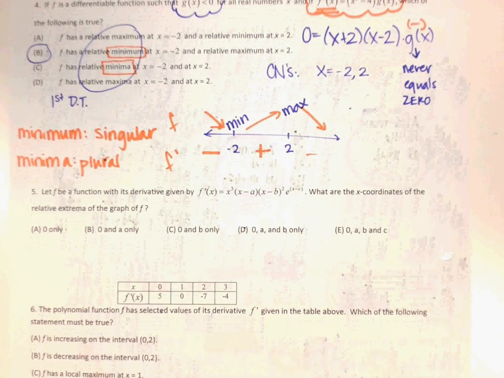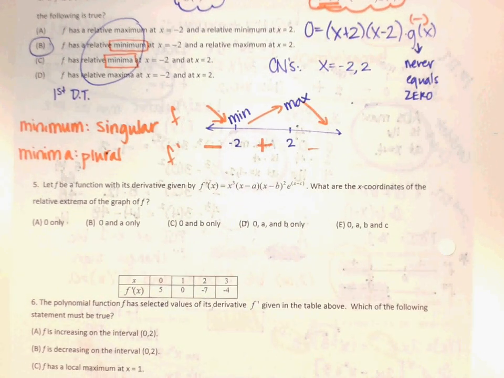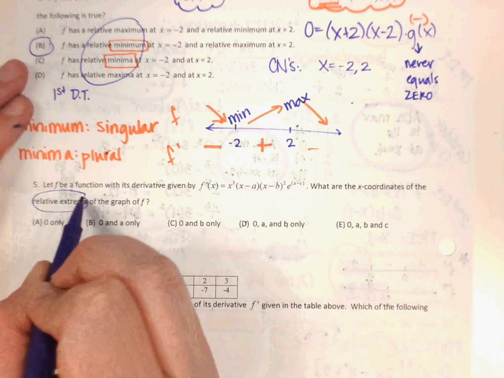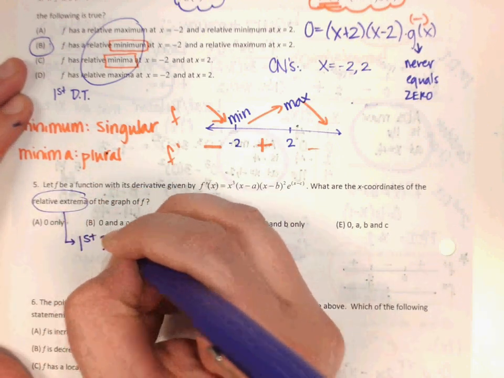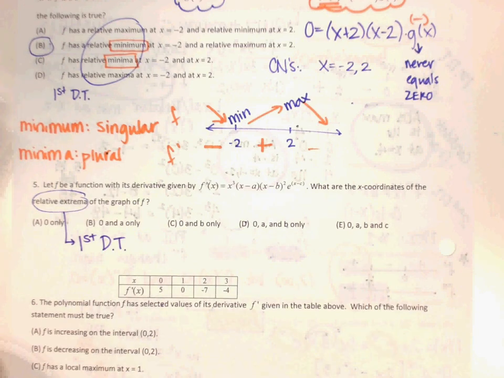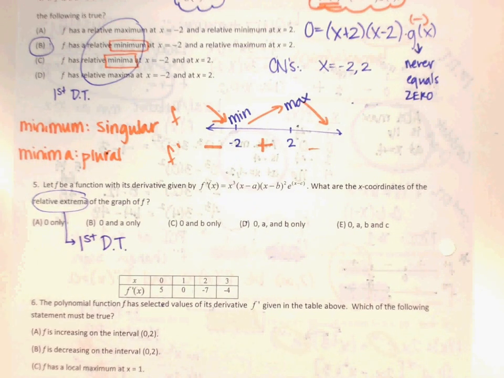Okay, look at number 5. Okay, we have a function. Derivative is given. We want the x-coordinates of relative extrema. What do I do to find relative extrema? Okay, that's a first derivative test. Do I need to take the derivative? No, they already gave it to us.